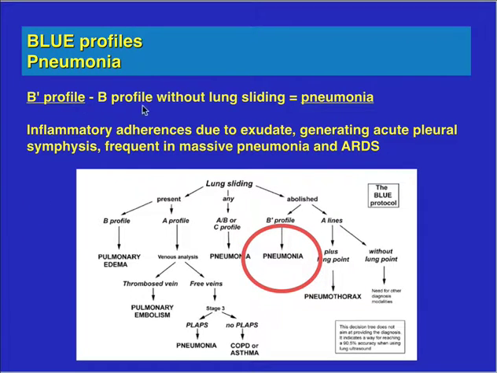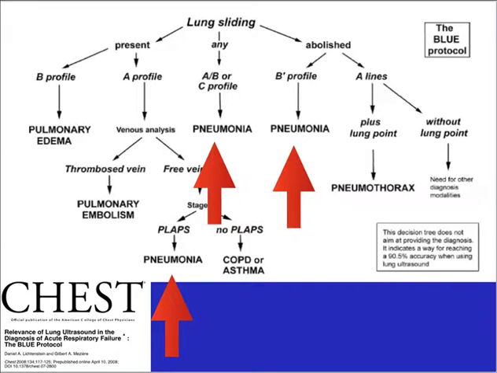So a B profile without lung sliding, again, if it was unilateral, would be pneumonia. The inflammatory adherences are due to exudate, generate acute pleural symphysis, and are frequent in massive pneumonia and ARDS. You could have bilateral, but mostly unilateral is pneumonia, and bilateral is ARDS. So again, in this algorithm, you actually see pneumonia in a few different areas. You see it with A profiles, you see it with AB profile, and you see it with B profiles.